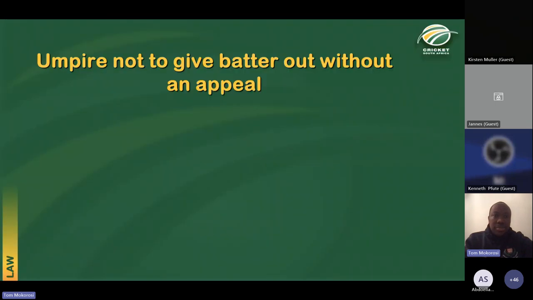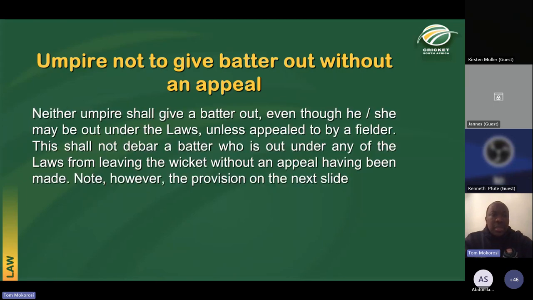Let's see what the law says. Firstly, the law says that an umpire is not to give a bowler out without an appeal. That's interesting. So does a bowler need to appeal when he or she has bowled the batter out? Let's read more to find out. The law says that neither umpire shall give a batter out, even though he or she may be out under the laws, unless appealed to by a fielder. This shall not debar a batter who is out under any of the laws from leaving the wicket without an appeal having been made. Note, however, the provision of the next slide.